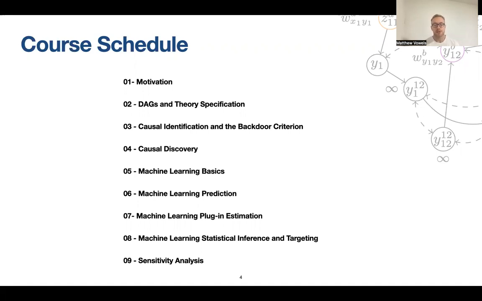In part 7, we'll talk about machine learning for plug-in estimation. So here we'll be bringing back the causal theme and show how we can use machine learning for causal inference tasks. In part 8, we'll talk about how we can use machine learning and still get statistical inference, that is confidence intervals, p-values, all the good stuff that comes normally with linear models. And we'll also talk about targeted learning. And the final section is on sensitivity analysis, which provides us a way to judge just how sensitive our models are to certain mistakes we may have made, particularly when it comes to the specification of the theory.